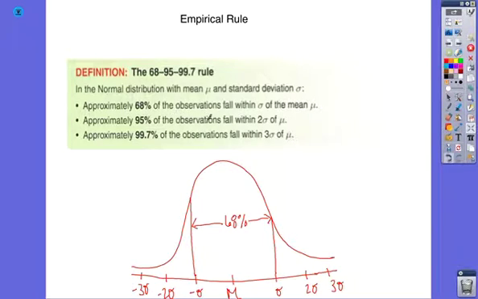Now, approximately 95% of the observations fall within 2 standard deviations of the mean. So here's 2 standard deviations away on the right, and here is 2 standard deviations away on the left. Anything that falls between here and here is going to account for 95%.